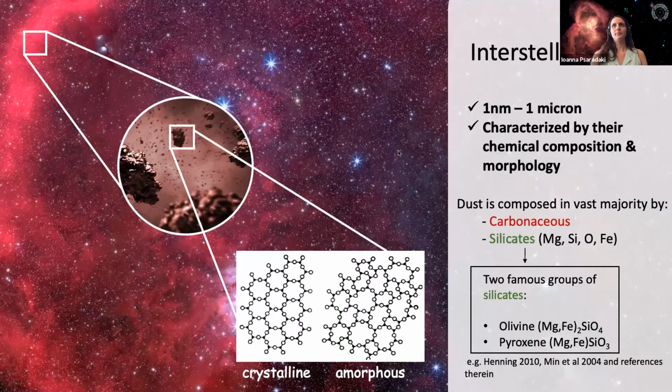First of all, let's set the stage. In the interstellar medium, if we really zoom in, we can see all those tiny particles that are called dust grains. The dust grains are very small in size, about 1 nanometer to 1 micron, and they're characterized mainly by their chemical composition and morphology.